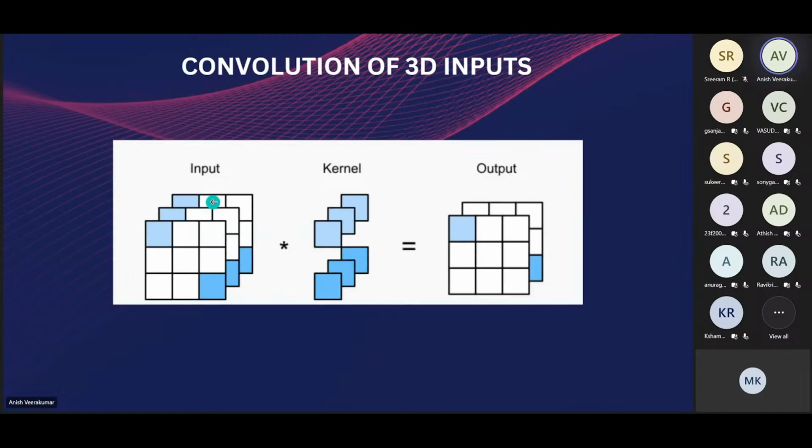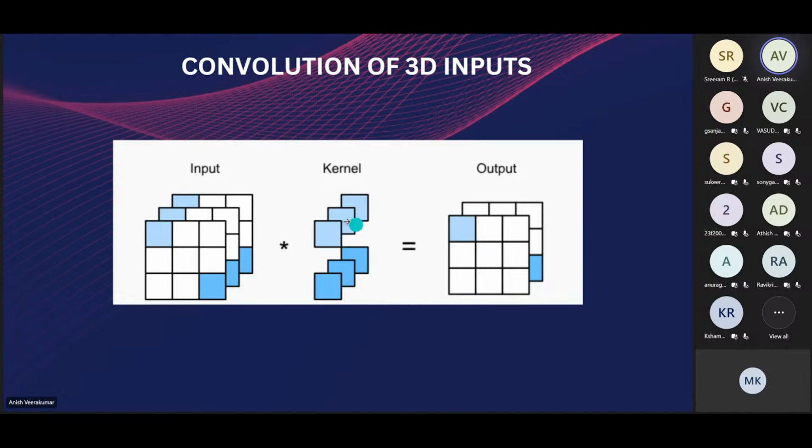Here you can see the depth is 3, while height and width are also 3. In the output, however, the depth is only 2. So this is how it's done. In this case, we don't have just a single kernel. You can assume it to be 2 sets of 3 kernels.